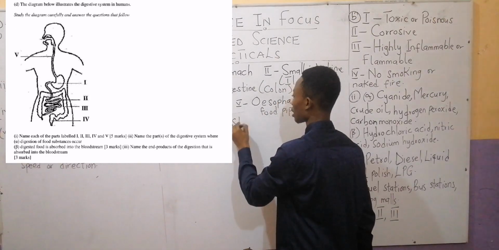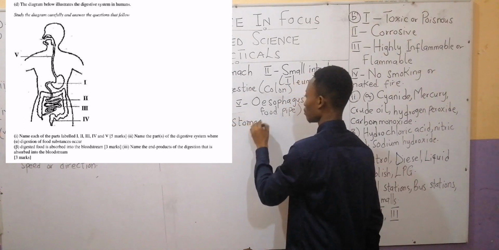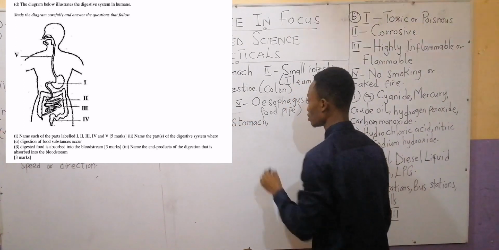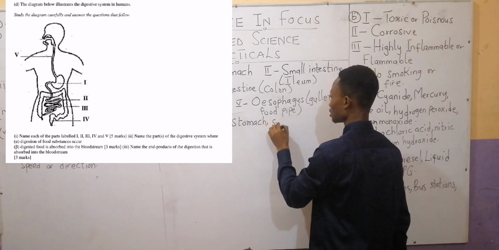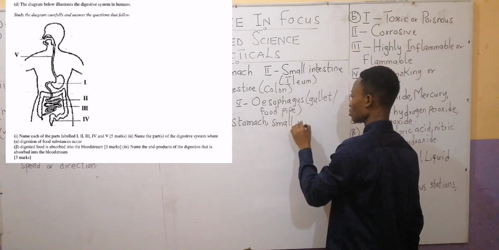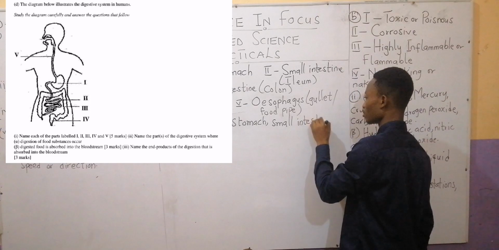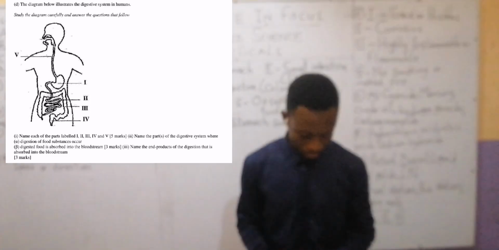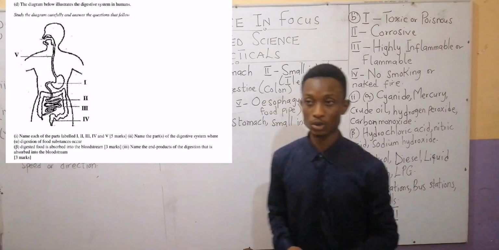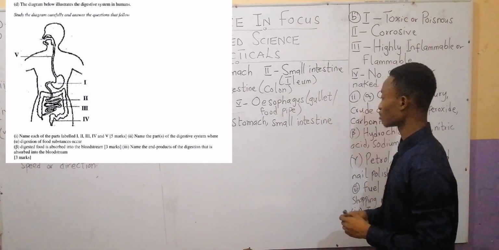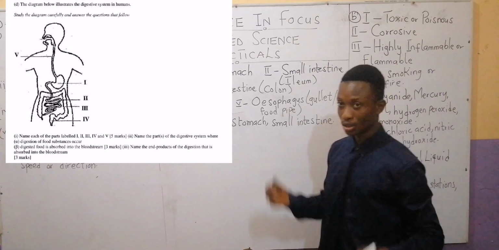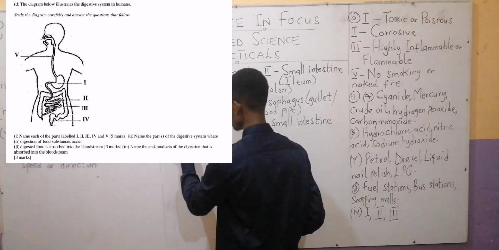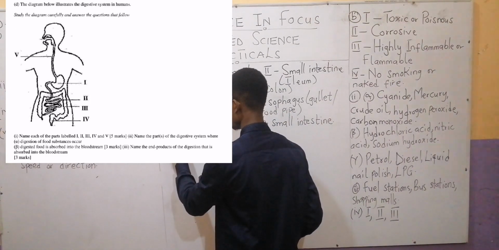Now we have the stomach. Protein digestion goes on there. We have the small intestine. Some digestion also goes on there. So the mouth, stomach, small intestine. Sometimes with the duodenum, there's also digestion going on. Beta.